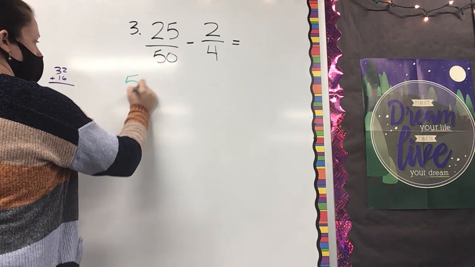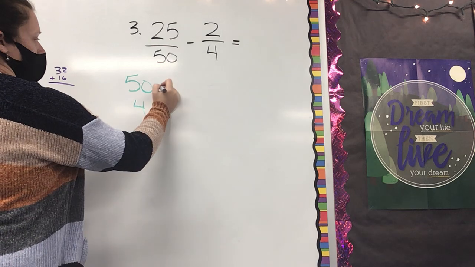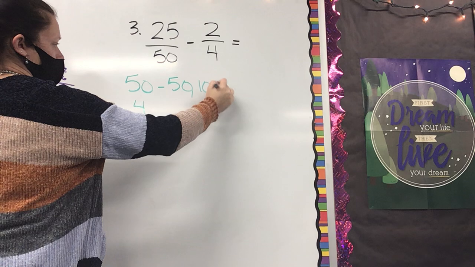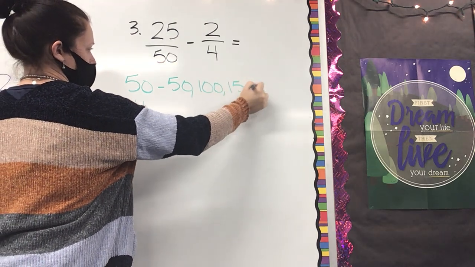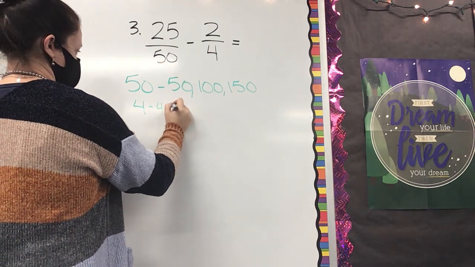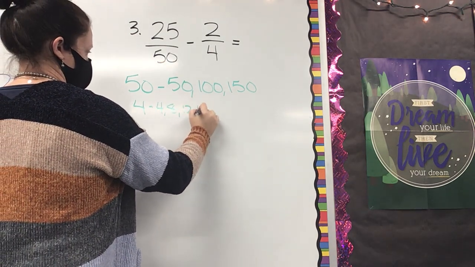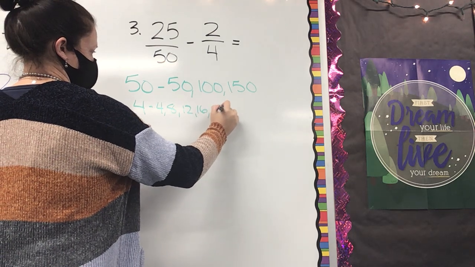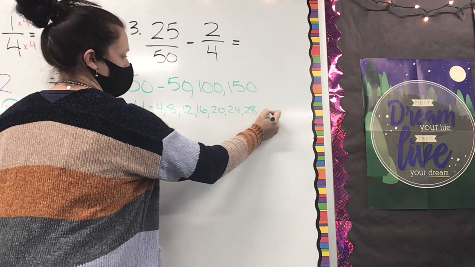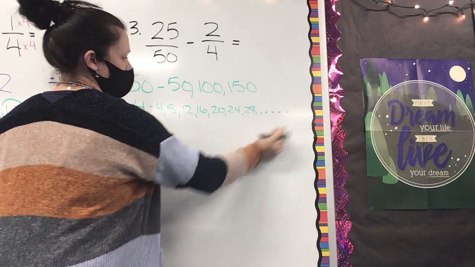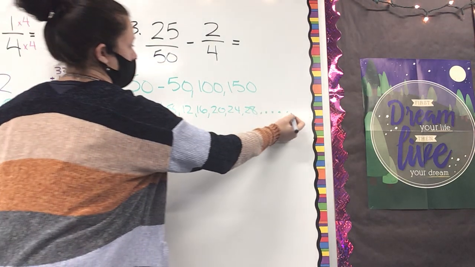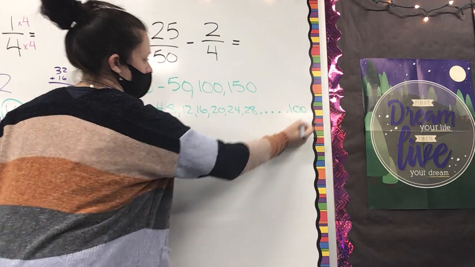All right, so multiples of 50 and 4. All right, 50, ready? 50, 100, 150. All right, let's stop there. Multiples of 4. 4, 8, 12, 16, 20, 24, 28, 32, 36, 40. It's 100. We had to keep going, right? For a long time. Until what? 100. Until you got to 100.